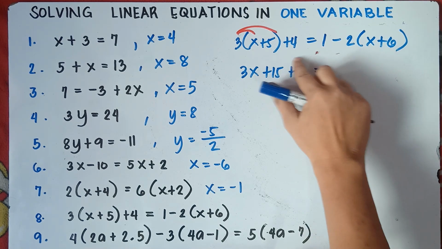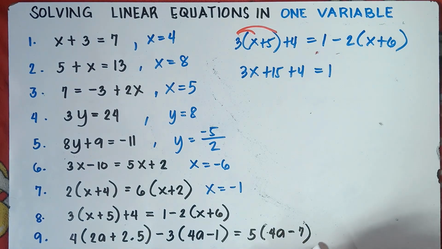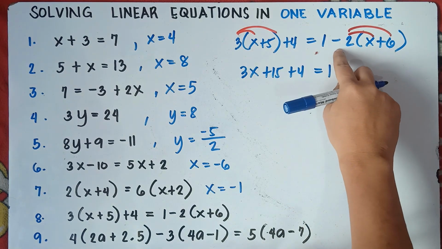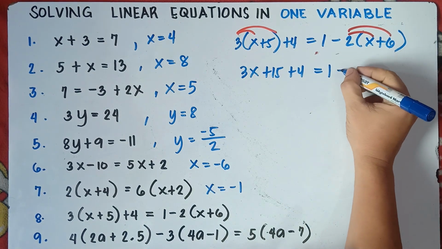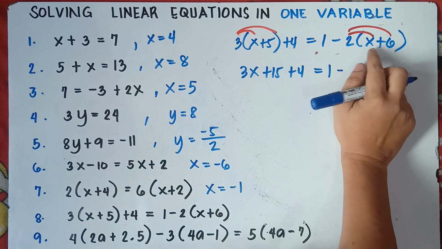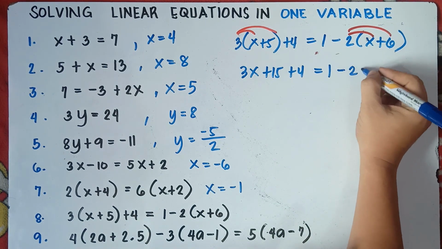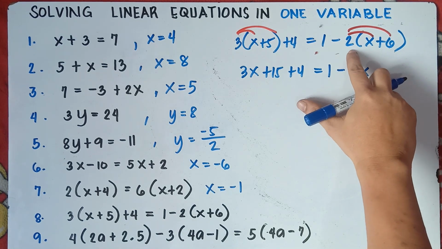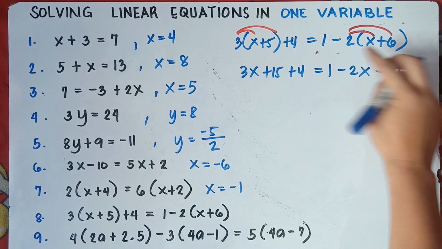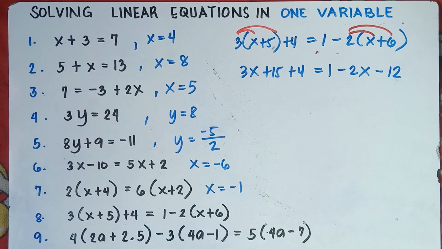So simplify this one first. So simply copy 1, then simplify this one. Alright, so negative 2 multiplied by x, negative 2x. Negative 2 times positive 6, that's negative 12. Negative times positive is negative 12.